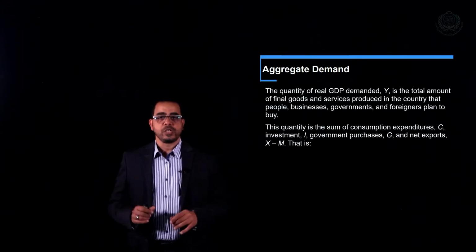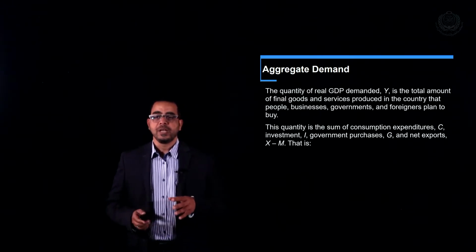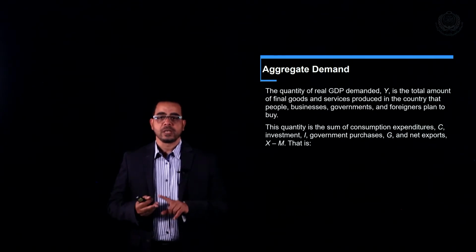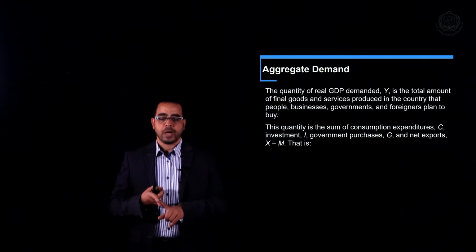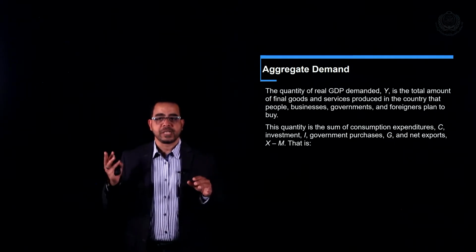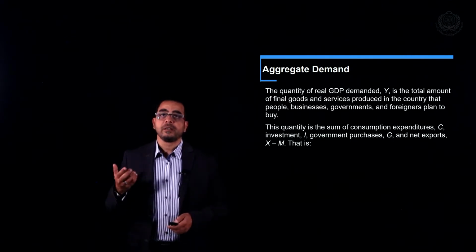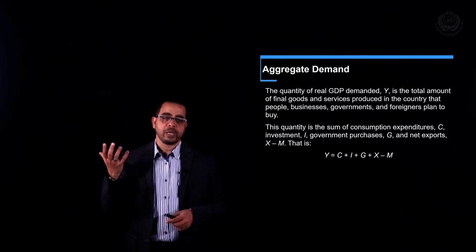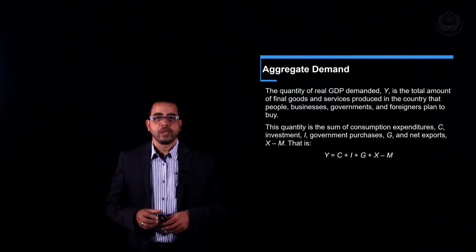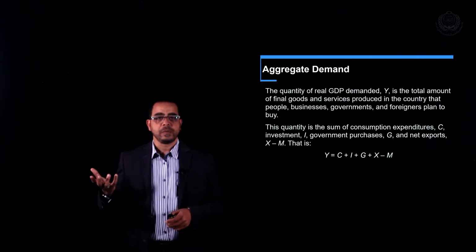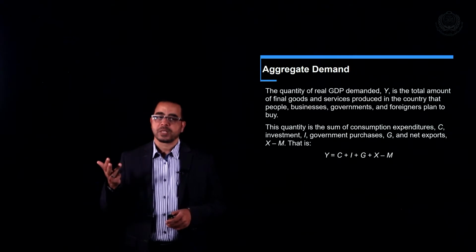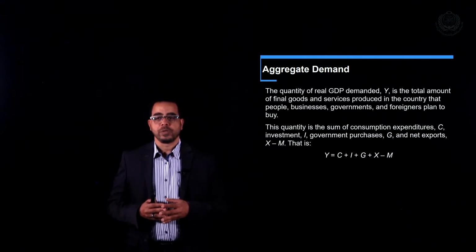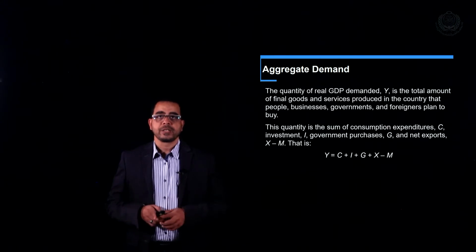So Y, which represents the GDP, is the total amount of final goods and services produced in a country that people (consumption), businesses (investment), government purchases, and foreigners (exports) plan to buy. So the sum of C, I, G, X minus M actually represents the real GDP. As we know from the expenditure approach that we encountered when we were talking about measuring GDP and economic growth, the expenditure approach states that GDP equals consumption plus investment plus government purchases plus exports minus imports. So aggregate demand is actually the total of the 5 components: C, I, G, X minus M.